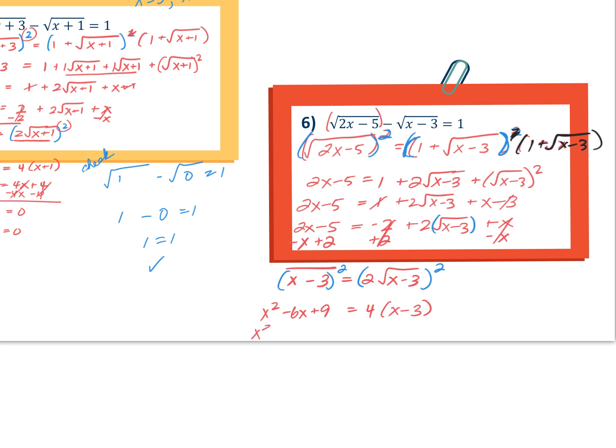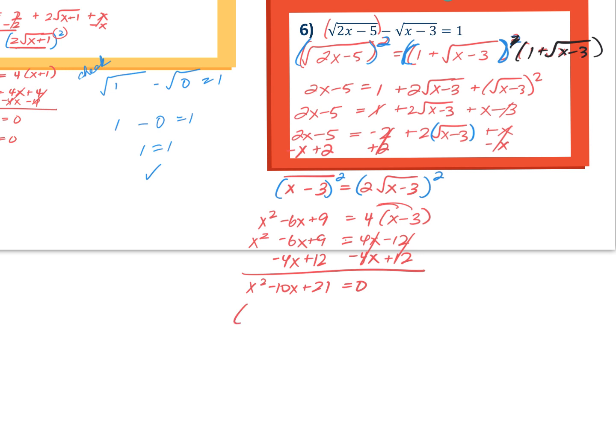So again, I'm going to have to distribute the 4. 4x minus 12. And then I'm going to have to bring everything over to the left because remember that this is a quadratic, so I have to get the right side equal to 0. So minus 4x plus 12. So I'm going to get x squared minus 10x plus 21 equals 0.